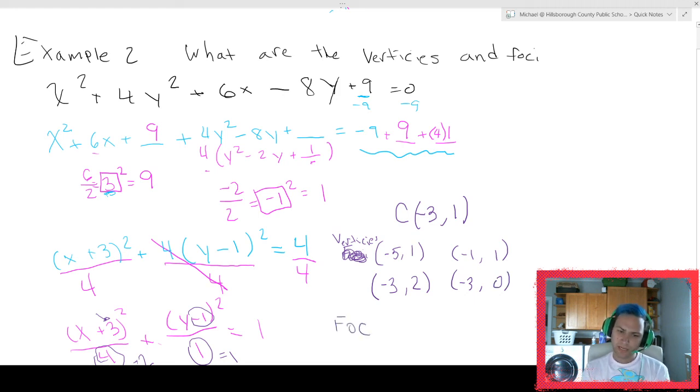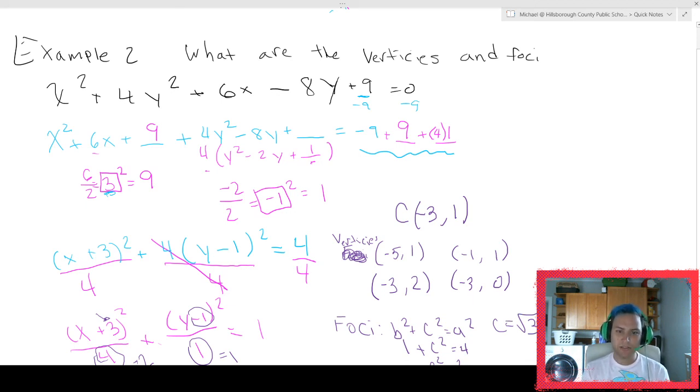The focus, or the foci, end up being slightly different because I have to figure out what c is. I have a, I have b, I don't have c. So we're going to use our formula for this, which we know is not a squared plus b squared equals c squared. It's b squared plus c squared equals a squared. So b squared we already know is 1. A squared we already know is 4, which means c squared is ultimately going to equal 3, which goes to reason that c is equal to the square root of 3.